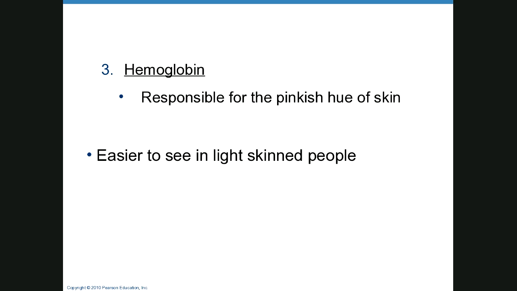Hemoglobin is responsible for the pinkish hue in the skin. Now, in light-skinned people, you can easily see if they get hot, they turn red. The exact same phenomenon happens in very dark-skinned people. It's just covered up by the melanin. They also, if the person does not have enough oxygen, in a light-skinned person, this hemoglobin will be bluish, so they'll turn bluish, whereas in a dark-skinned person, they may actually look sort of grayish.